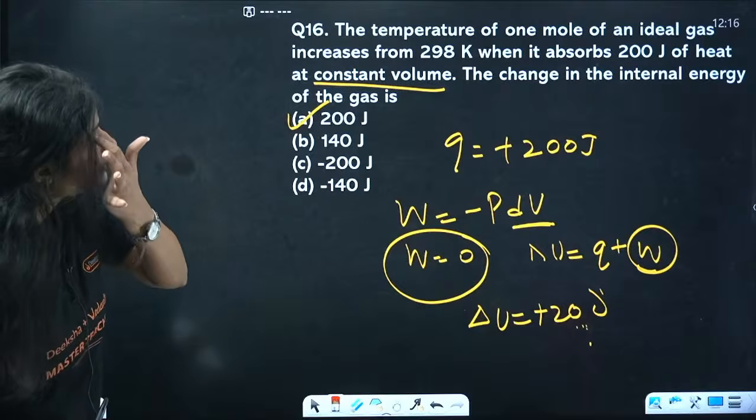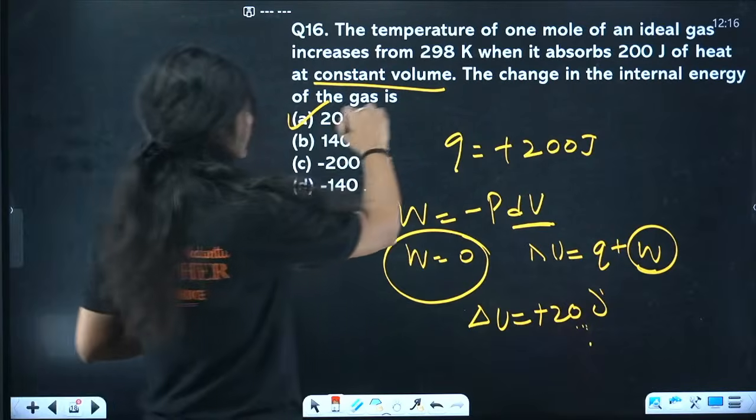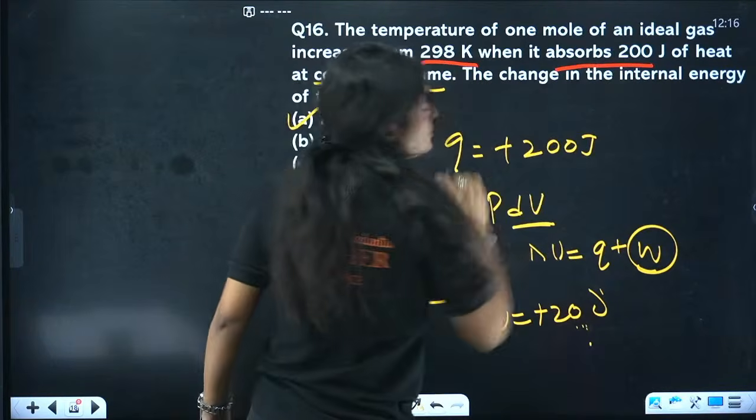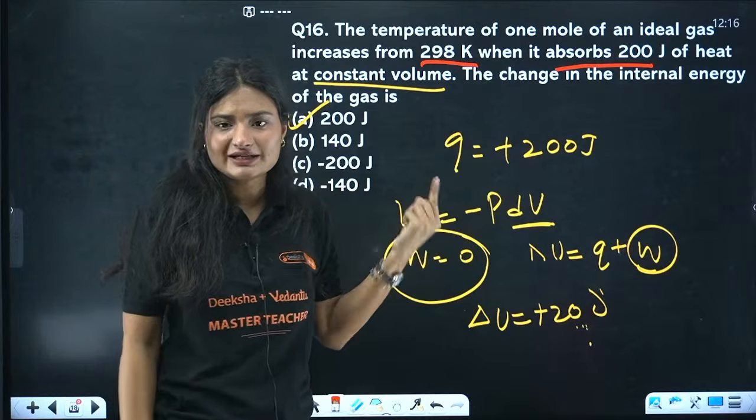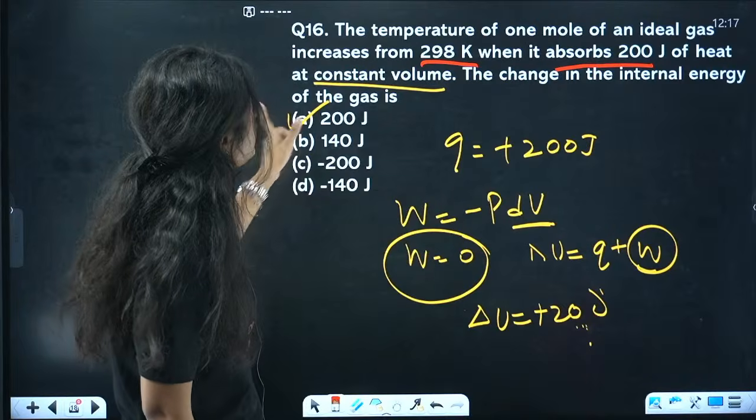Change in internal energy is being asked. The temperature increases from 298 Kelvin when it absorbs heat. So absorbing means an endothermic process, right? So that means heat is positive. Absorbing means endothermic, and for endothermic the sign is positive. Okay, we are asked the change in internal energy.